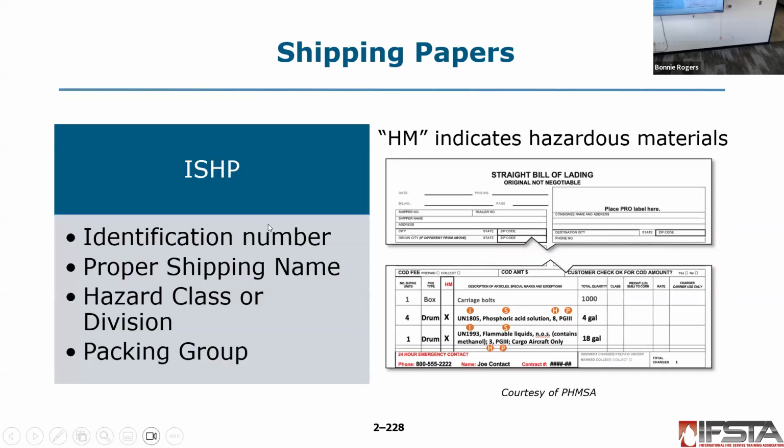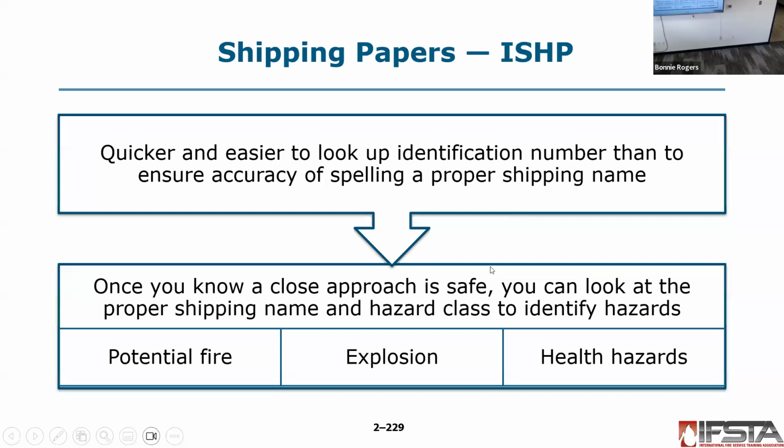Shipping papers have a standard way that they are supposed to provide information. Think about the identification number, shipping name, hazard class, and so on. That gives you some clues about your hazard associated.